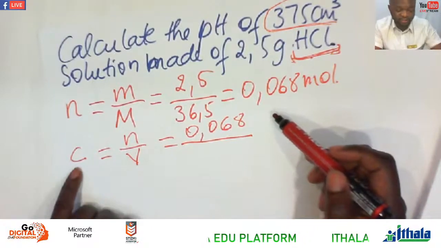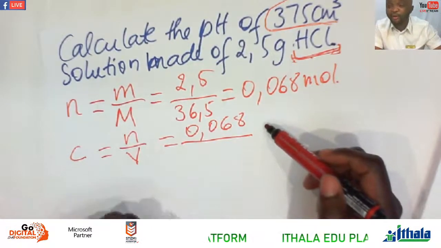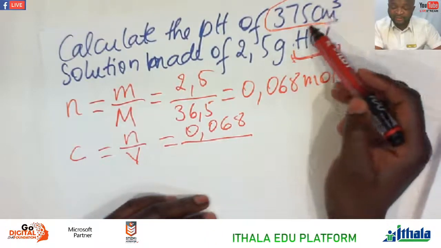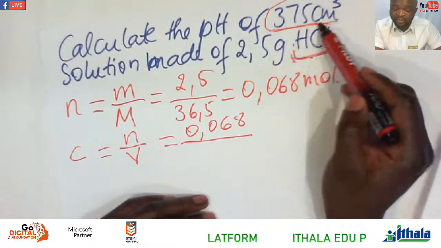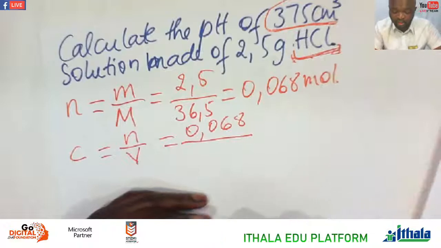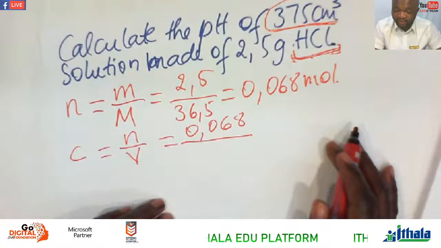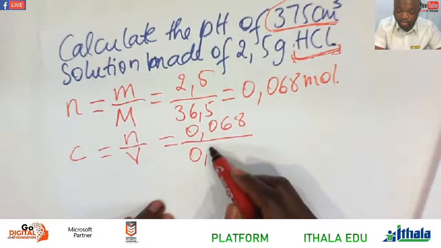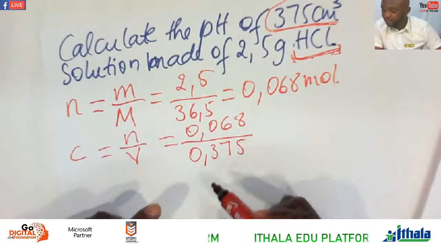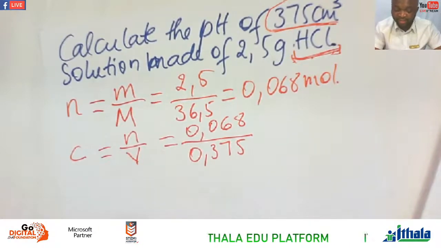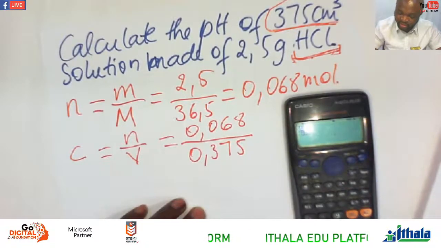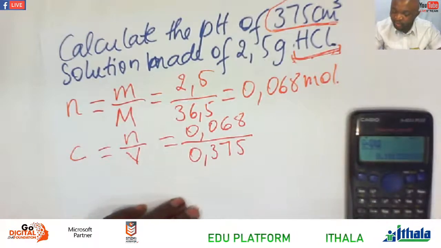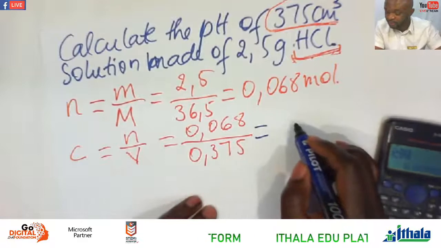Now, the unit of concentration is mole per decimeter cube, but here we are given cubic centimeters. So the first thing is to convert 375 centimeter cube into decimeter cube. We divide by 1000, which gives us 0.375. Right. So our answer is 0.068 divided by 0.375. This gives us 0.181, rounded off to 3 decimal places.